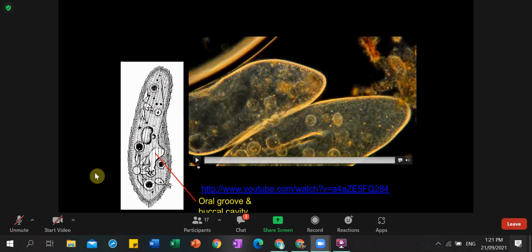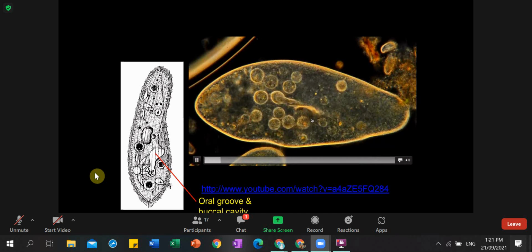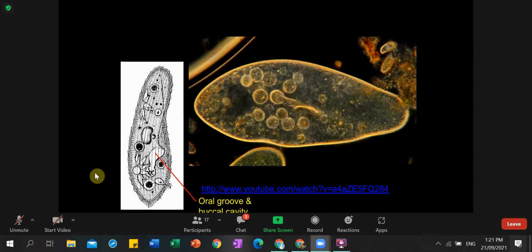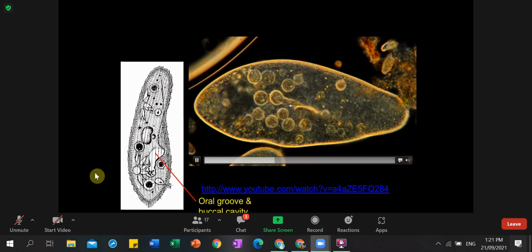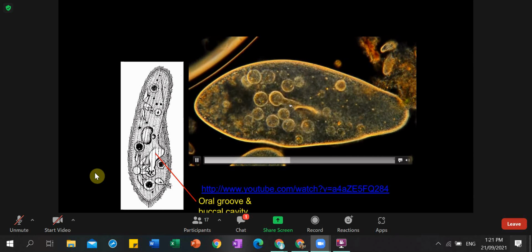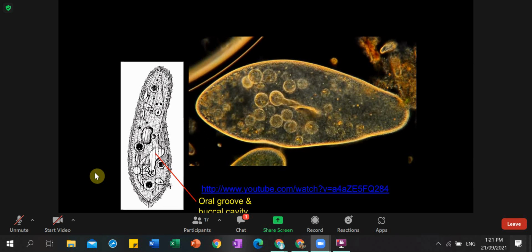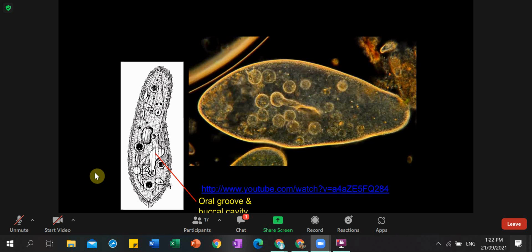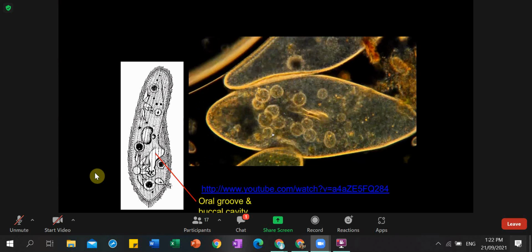So the cilia are moving, and they create the water movement. They move in a way that they can channel water into the buccal cavity. And when the water flows in, they also carry along food particles. Okay? And you see they are very hungry, right? They keep eating.